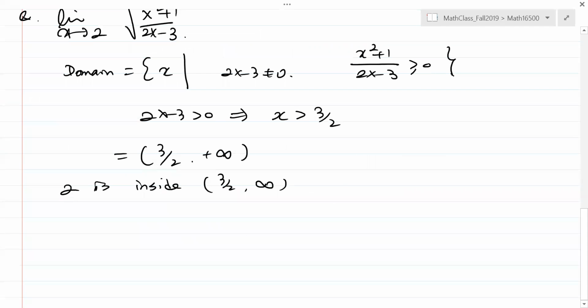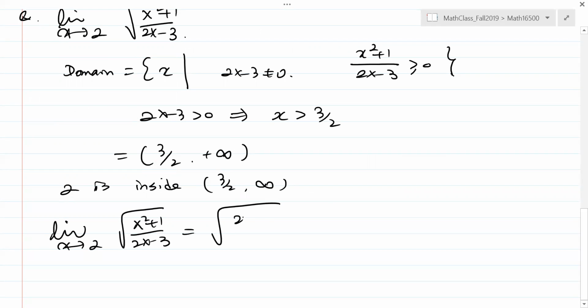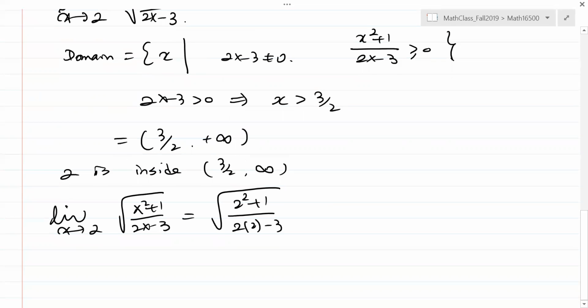Therefore, for the limit as x approaches 2 of the square root of x squared plus 1 over 2x minus 3, you just need to plug 2 for x into the expression. So that is going to be the square root of 5. The limit is the square root of 5.